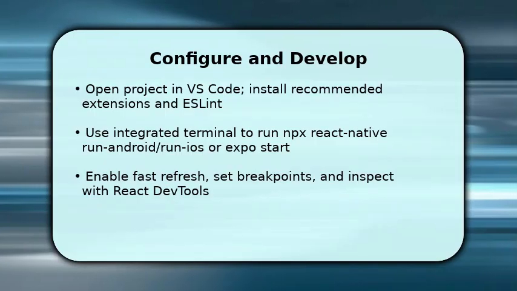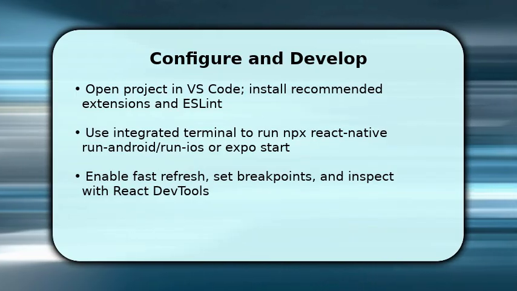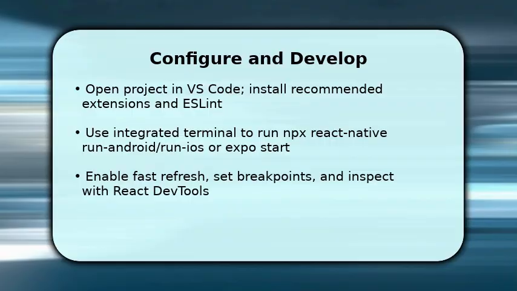Once your project exists, open it in VS Code and install extensions like React Native Tools and ESLint to speed development and enforce quality. Use the integrated terminal to run npx react-native run-android or run-ios, or type expo start for managed apps. This launches the packager and emulator.